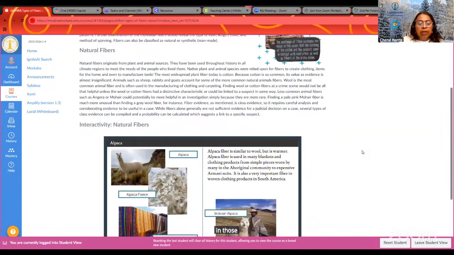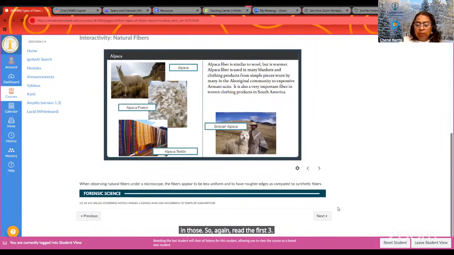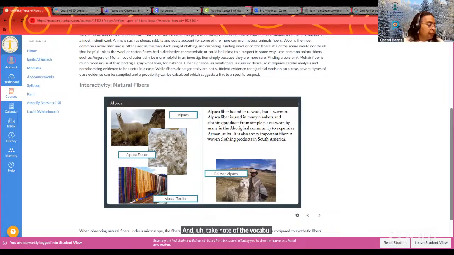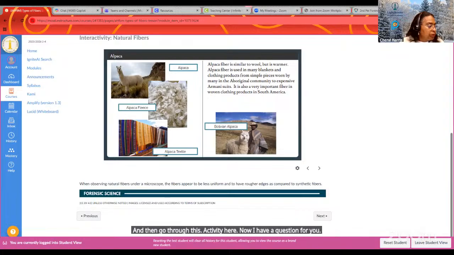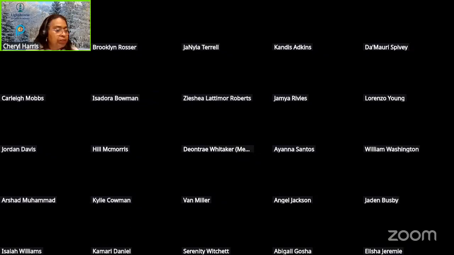So again, read the first 3 pages in Canvas and take note of the vocabulary. And then go through this activity here. Now I have a question for you in a few minutes, kind of like a ticket out the door.